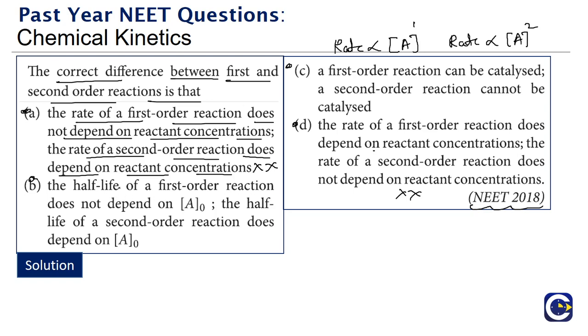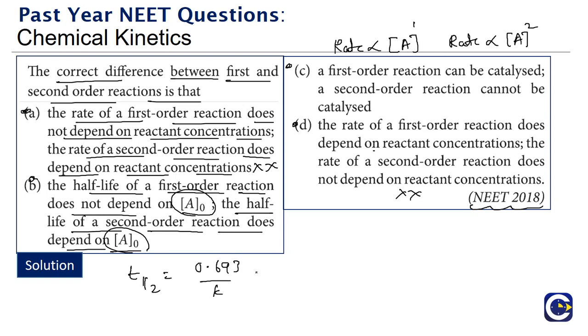Now coming to option B, it is saying that the half-life of a first order reaction does not depend on the A0 value. A0 basically means initial concentration, and the half-life of a second order reaction does depend on the A0 value. So in fact, for the first order reaction, T half will be equal to 0.693 by K. It will not depend on the initial concentration.